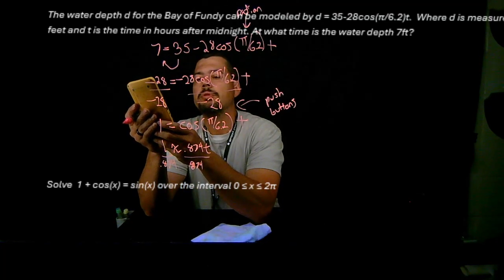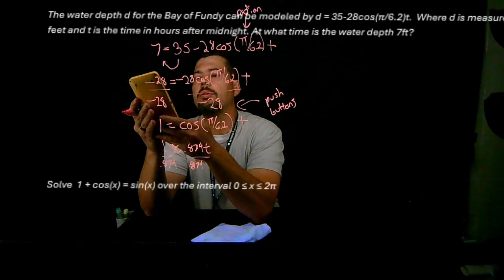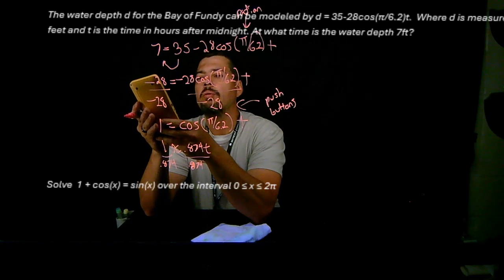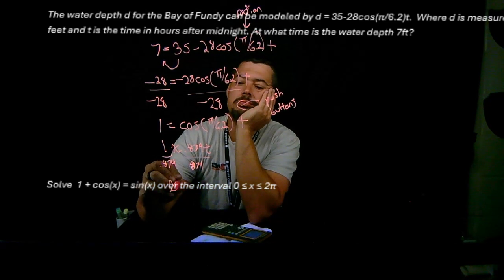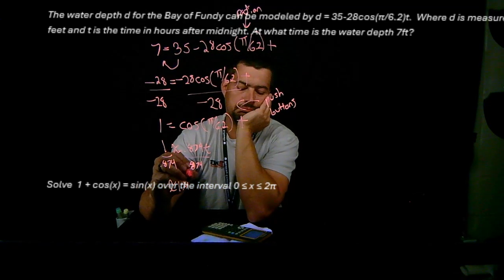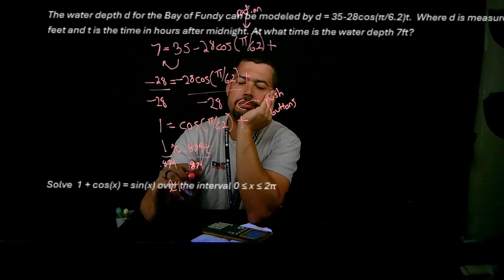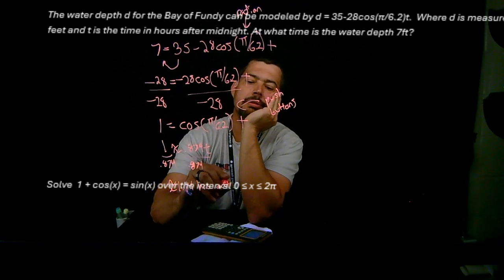So 1 divided by 0.874 is roughly 1.144. Sorry, 1.14 hours. And this was after midnight.